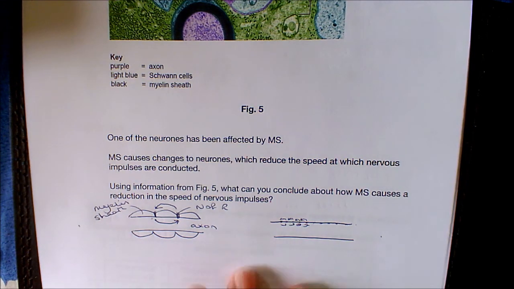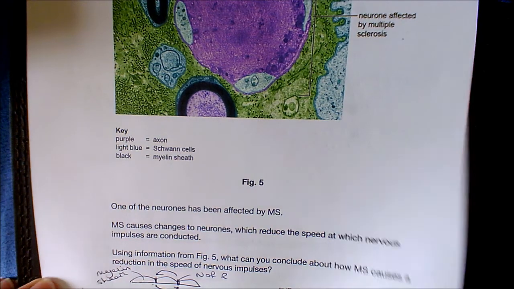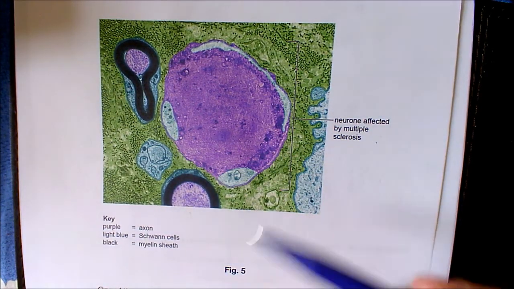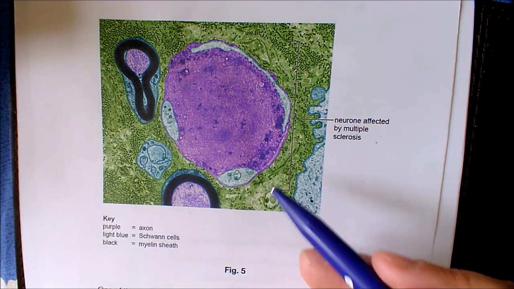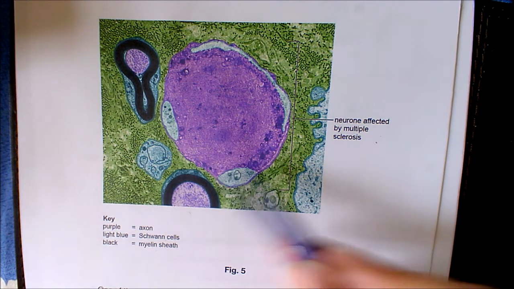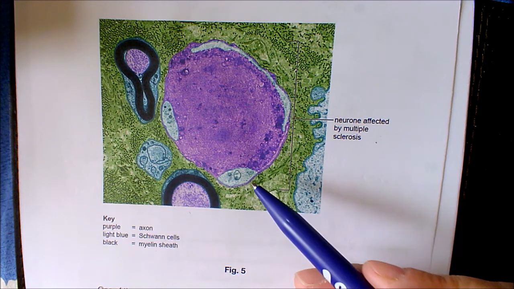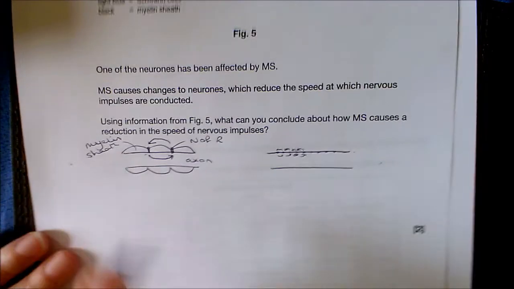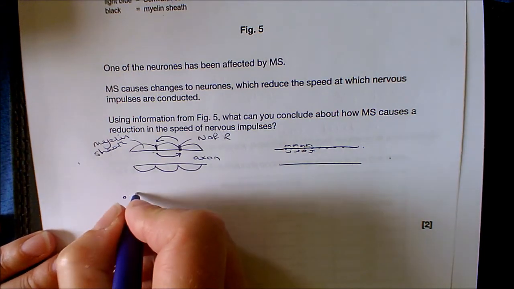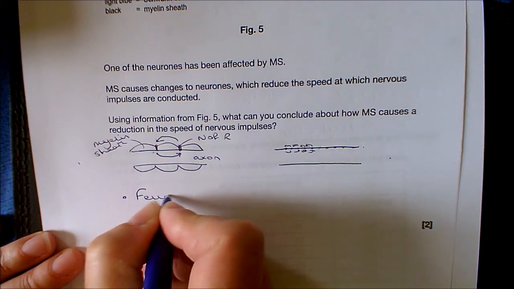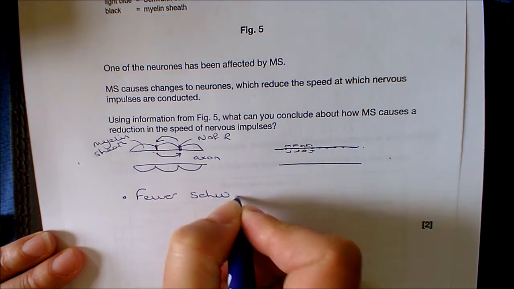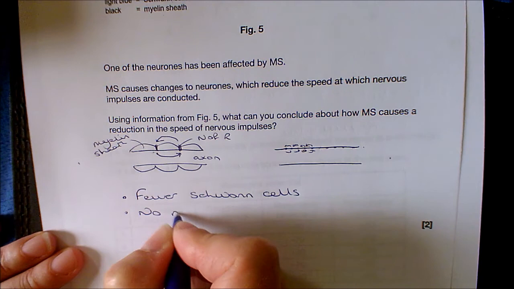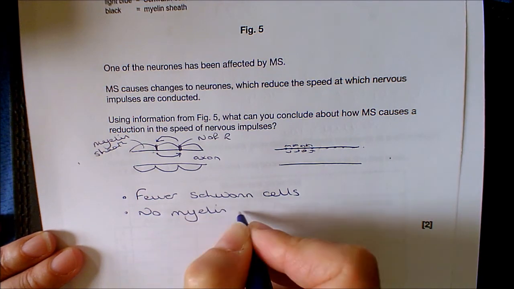So now let's look back at our picture and the information they provide of the MS neuron and the normal neurons. Well, what can we see? First of all, the points that we're picking out, and then how does that mean it's going to be slower? So first of all, the point is that there are fewer Schwann cells. There is no myelin sheath that I can see.